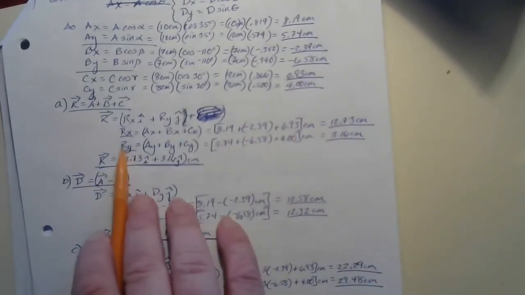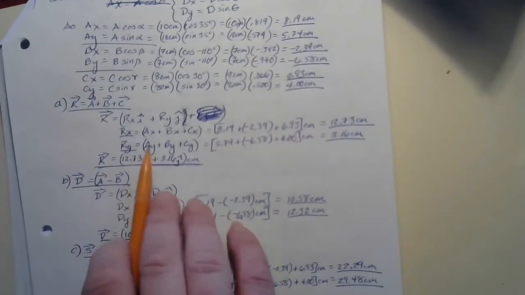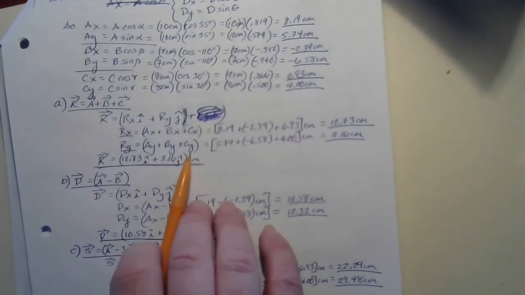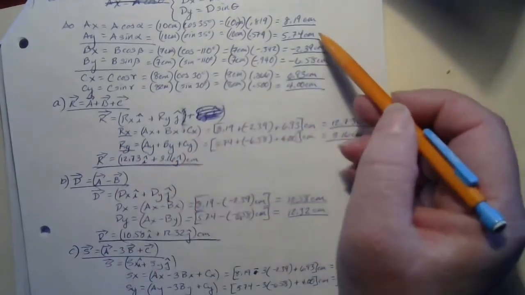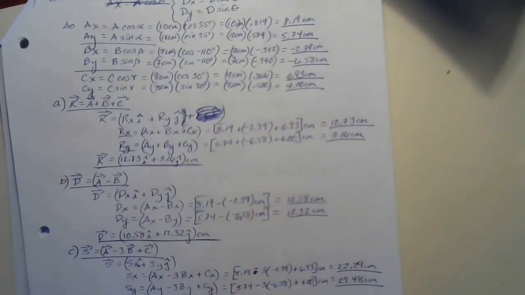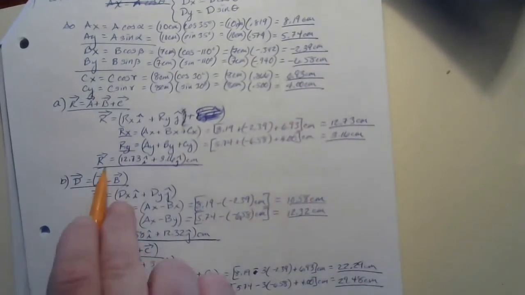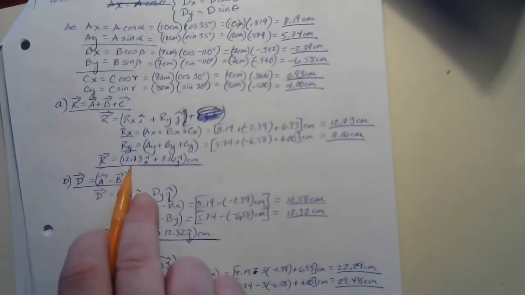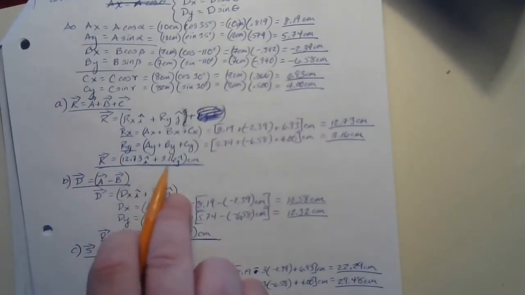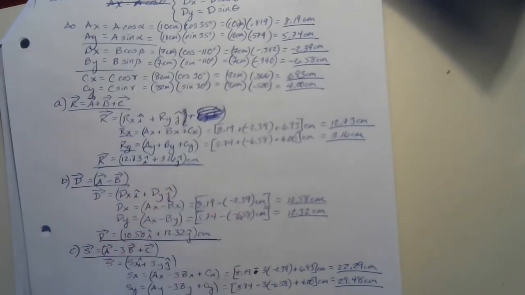The y component for the resultant will be the y component of vector A plus the y component of vector B plus the y component of vector C. So you just take this plus this plus this, and you get 3.16 centimeters. So that means the resultant will be 12.73 times i plus 3.16 times j centimeters. And that is the resultant of adding those 3 vectors together.